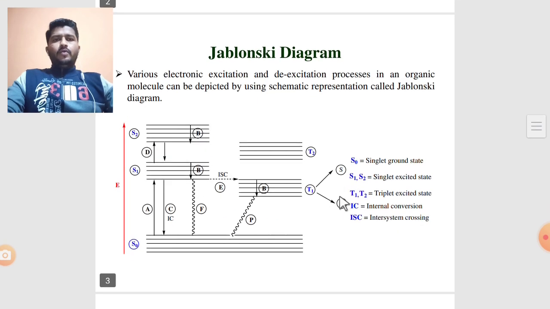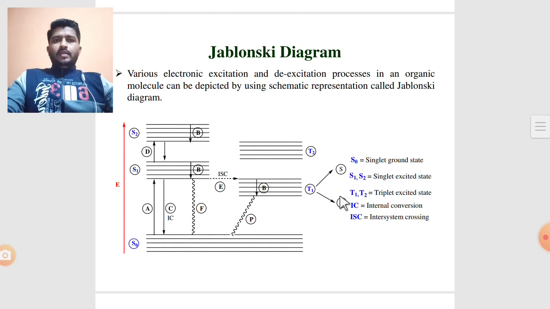Okay, friends, what is meant by the Jablonski diagram? The various electronic excitation and de-excitation processes in an organic molecule can be depicted by using a schematic representation, which is called the Jablonski diagram. It is a simple systematic representation of various excitation and de-excitation processes.